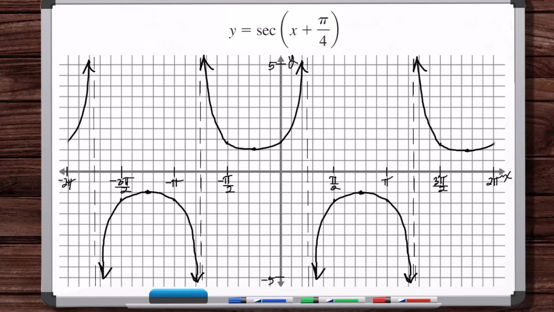Okay, there we go. Now we can add in y is equal to cosine of x plus pi over 4. And that would look like, so like that.